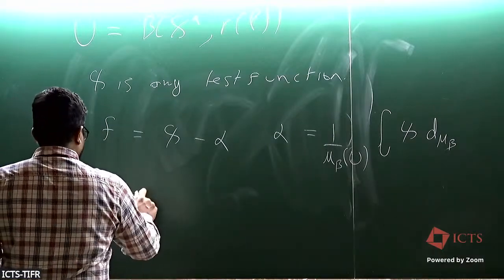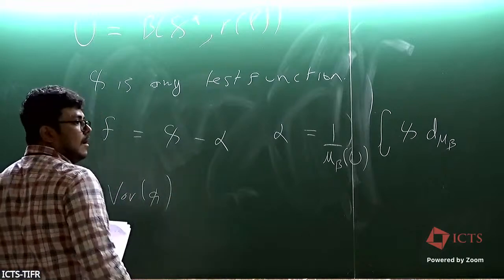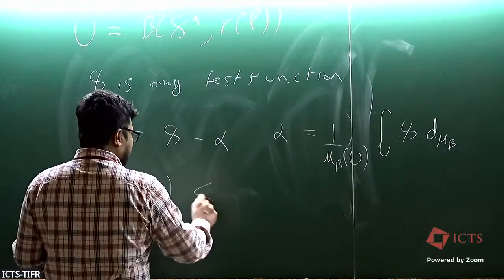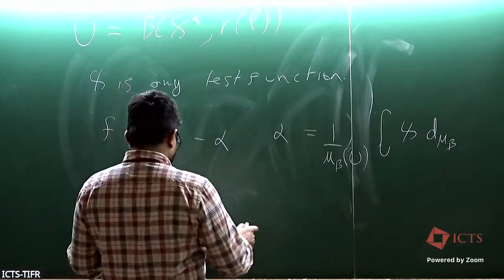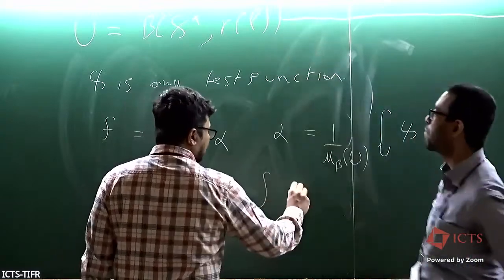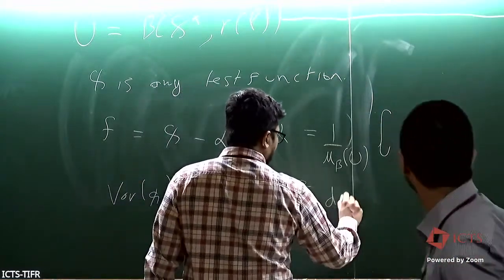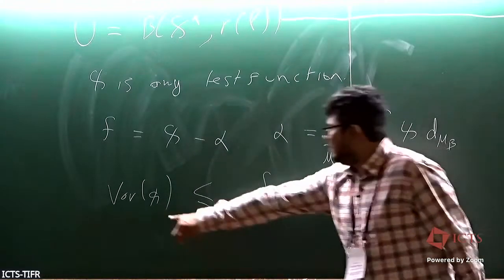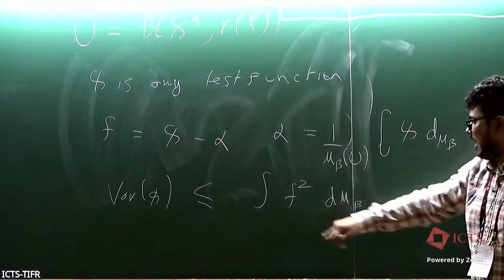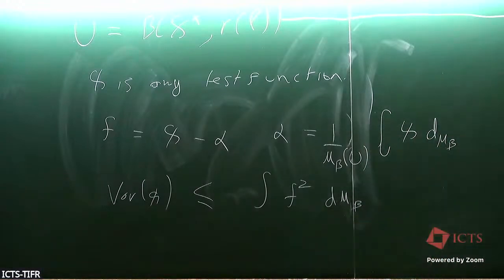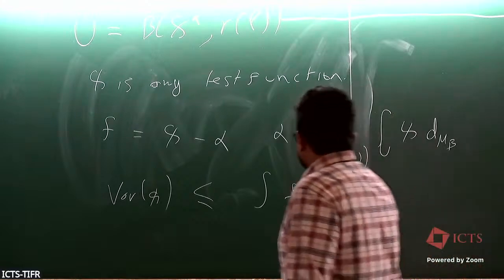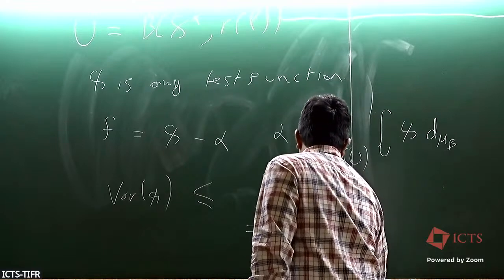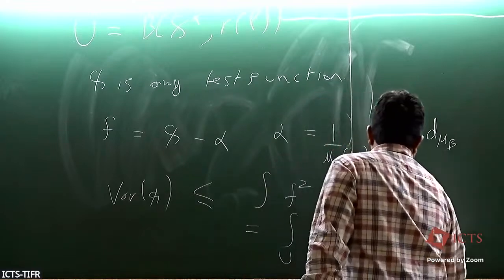If you look at the variance of psi, I claim that can be upper bounded by... So the first claim that I'm making is that the variance of psi can be upper bounded by f squared. That's fairly clear, right? And now we're going to split this up into two sets. One is within the set U, and then outside of the set U.